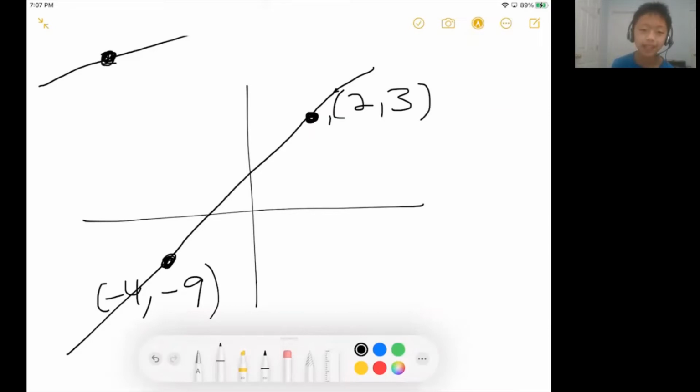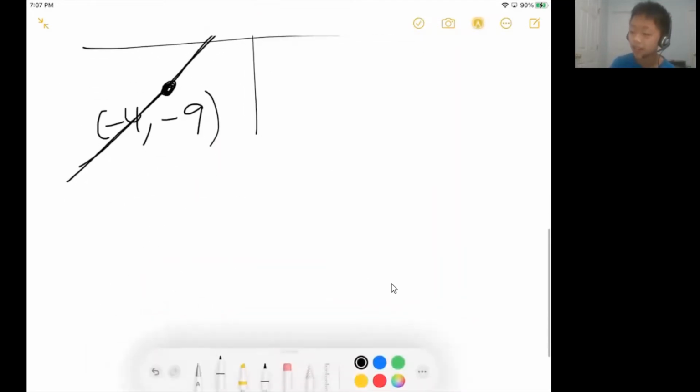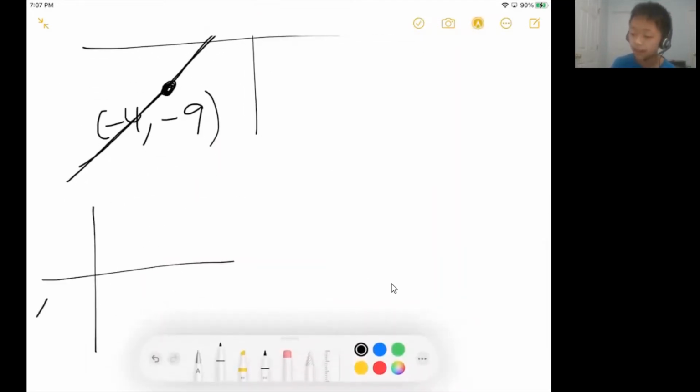Before we get to equations of lines, let's first talk about something called slope. Any line is going to have a certain slope, and what the slope represents is how steep the line is. For example, if I had some line that looked like this on the coordinate plane, you can clearly tell this is not very steep. It's close to being horizontal, so it has a small slope.